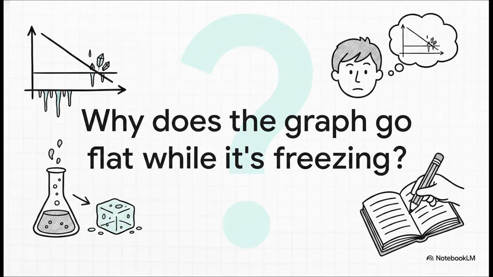Easy. But when you plot that graph, you're going to notice something really weird. Just as the liquid starts to freeze and become solid, the temperature just stops dropping. For a few minutes, the line on your graph goes completely flat, creating this plateau. So the big million-dollar question the examiner wants you to answer is, why on earth does that happen?